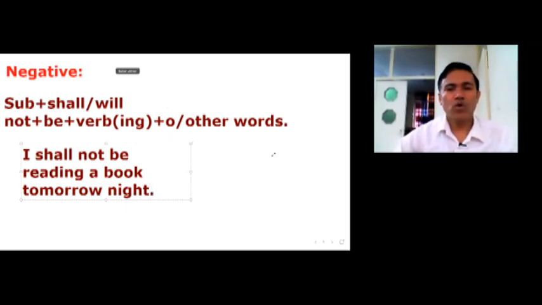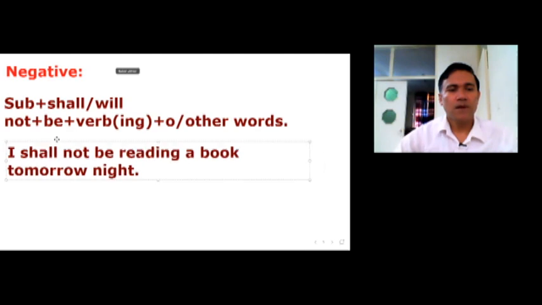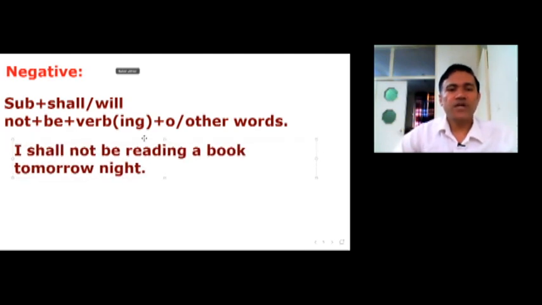আগামীকাল রাতে আমি একটি বই পড়তে থাকবো না. Then you can say we shall not be reading a book tomorrow night. You can say you will not be reading a book tomorrow night, or she will not be reading a book tomorrow night. She will not be cooking rice few hours later. They or Rina will not be cooking rice few hours later. So in this way we can make negative sentences in future continuous tense.